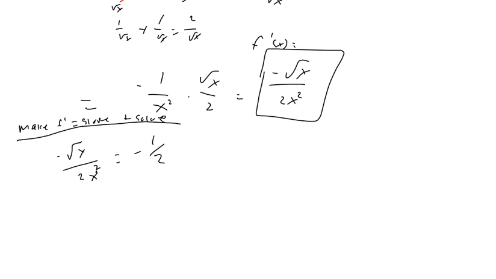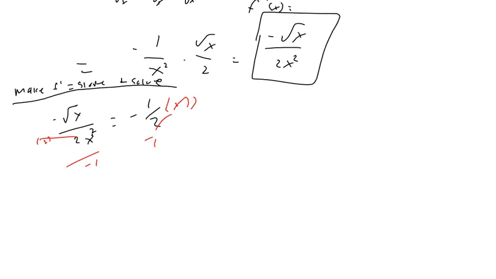Well, I know I can, let's see, multiply both sides by 2. Let me do this in red. Multiply both sides by 2 to cancel the fraction. This here, and the 2 there. Cancel the 2's. And divide both by negative 1. So I'm going to get root x over x squared equals 1. And if I multiply, I'm going to get x squared equals radical x.